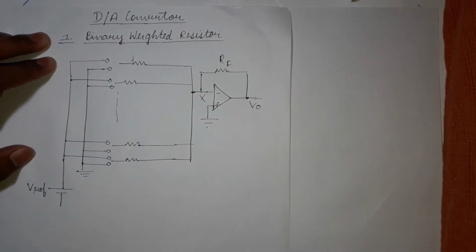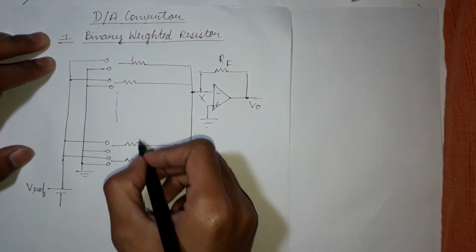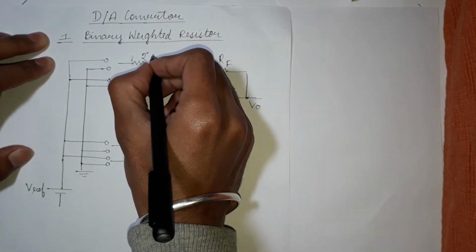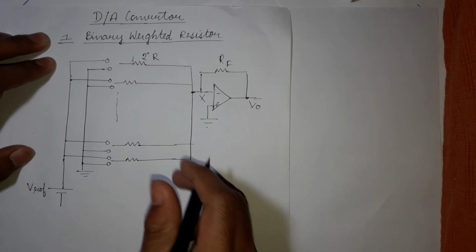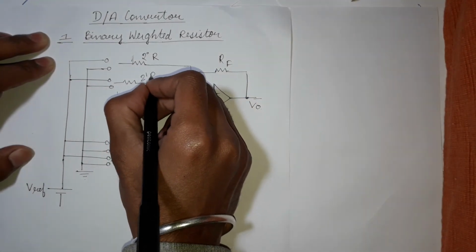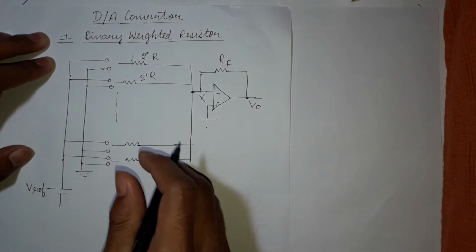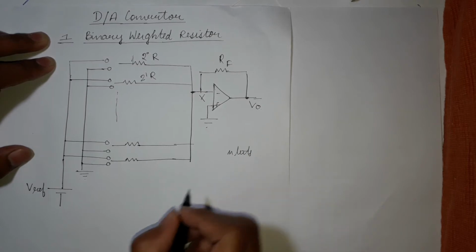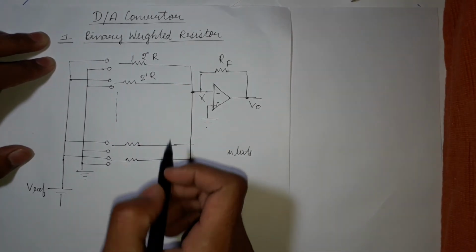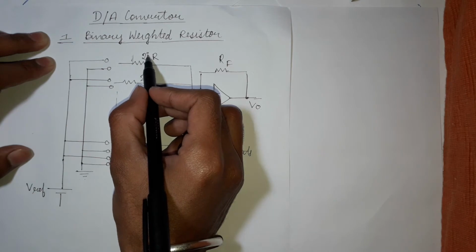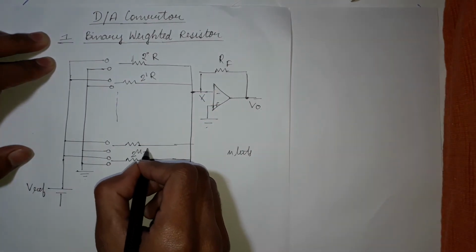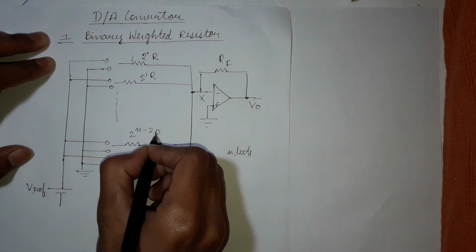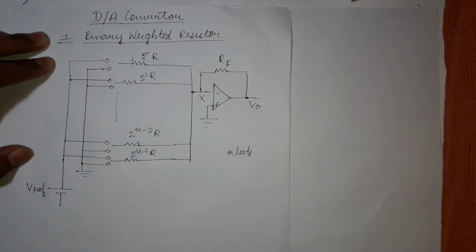Now let's discuss some points. Now we can see many resistances in this block diagram. Let's say the first resistance here is 2 raised to power 0 times R, then 2 raised to power 1 times R, and so on. If we assume that we are dealing with n bits, so we will have n resistances. As it starts with 0, the last resistance will be 2 raised to power n minus 1 times R. This will be 2 raised to power n minus 2 times R. Okay guys, I hope this is clear.